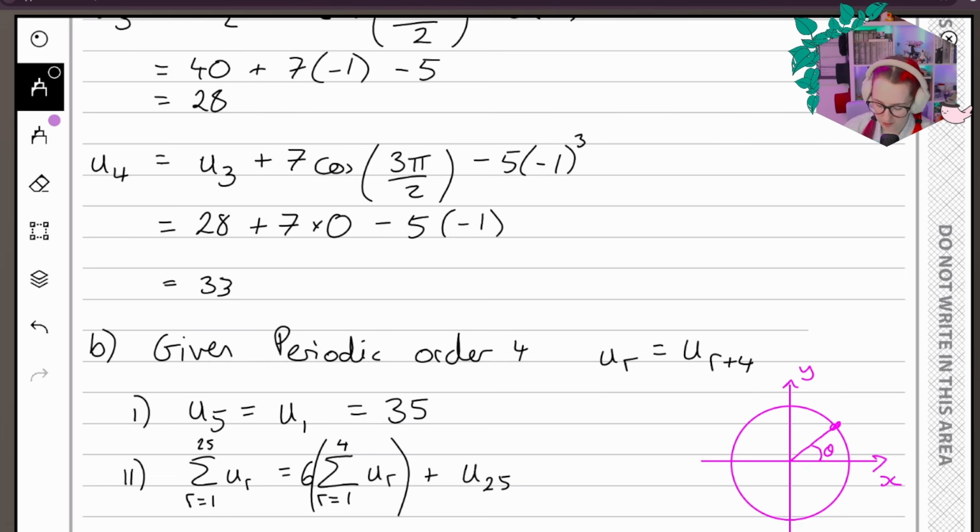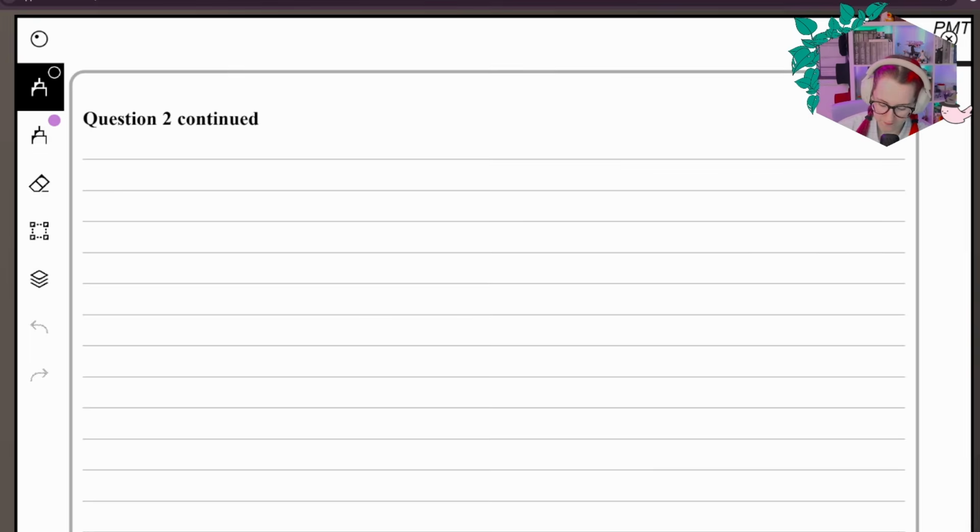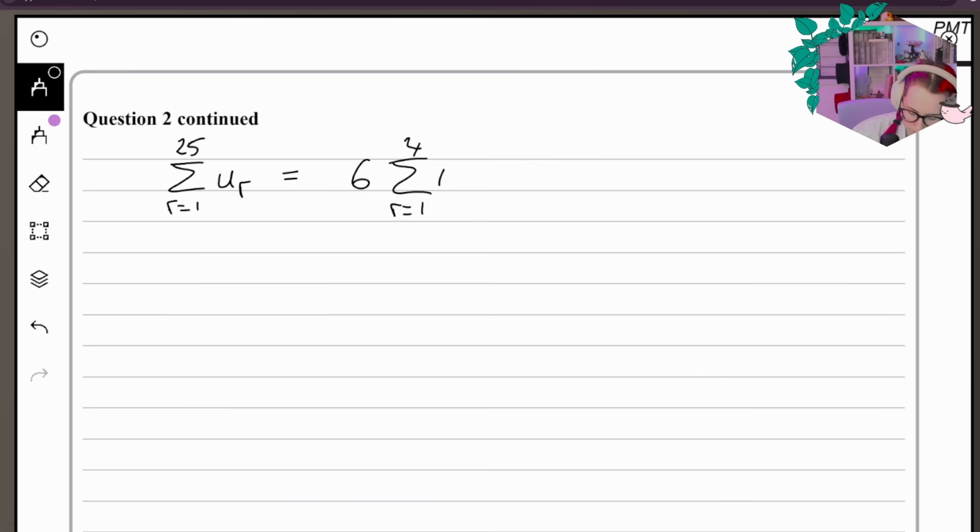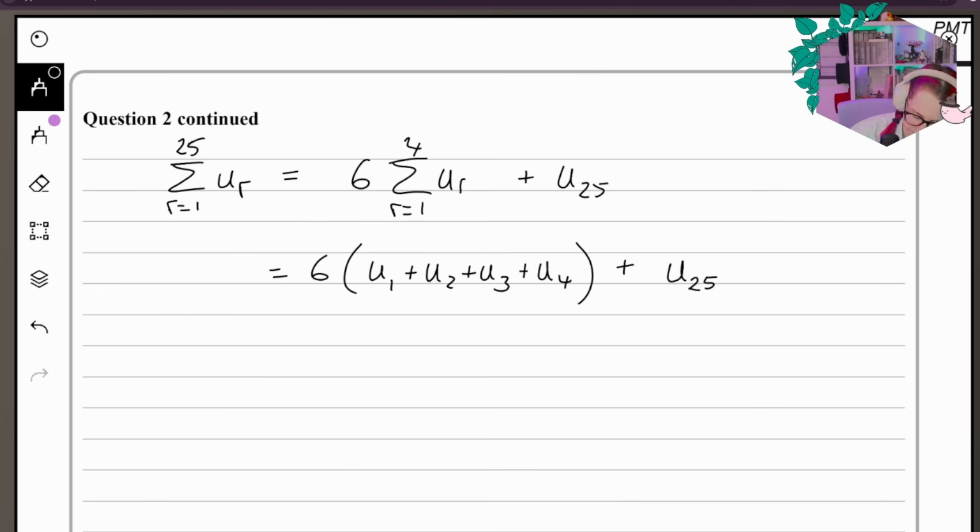Okay, so what I'm doing there is because this repeats, I can just find out what the sum is, and then multiply it 6 times. So the sum from r equals 1 to 25 of u_r is the same as 6 lots of the sum from r equals 1 to 4 of u_r, but we need to add in u25 again. So what is this? This is 6 times u1 plus u2 plus u3 plus u4, plus u25.